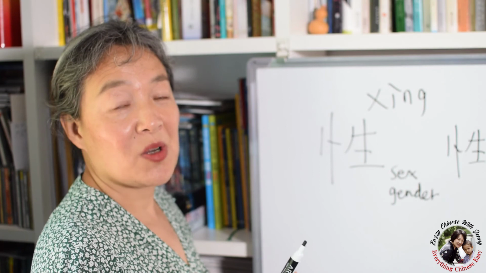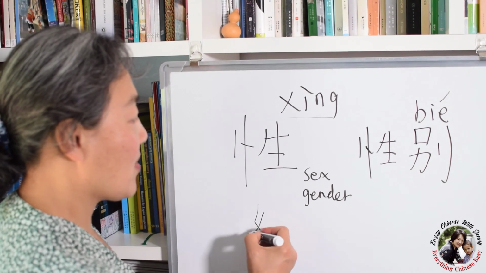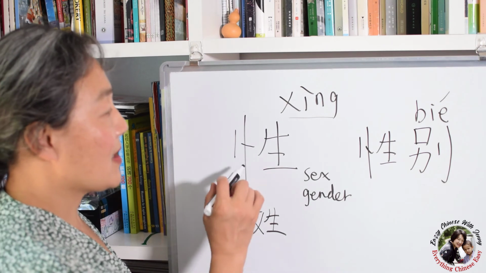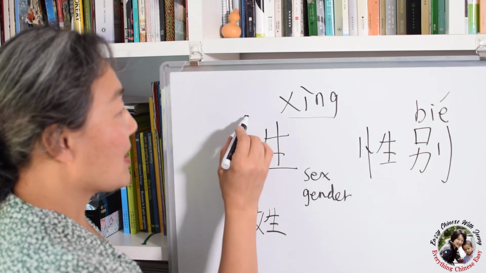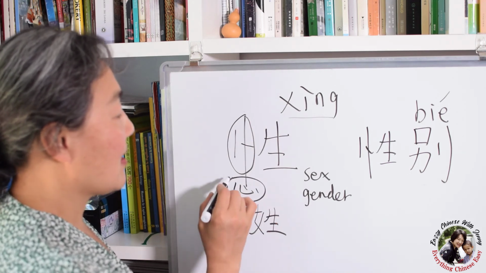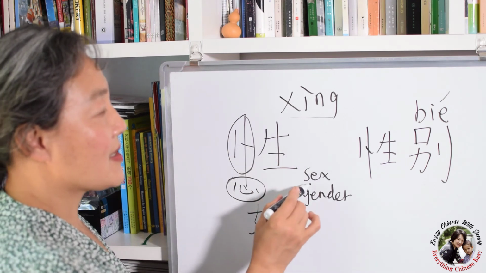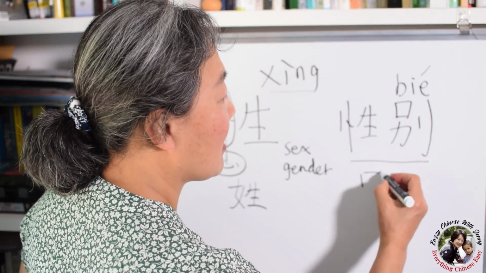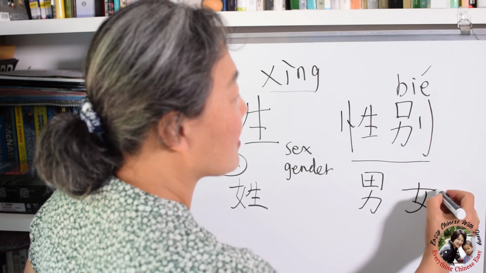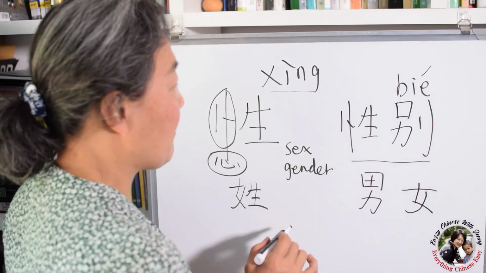Next question, always like, what's your gender? 性, same pronunciation as your last name, xìng. But the radical on this side, remember, comes from this heart, plus birth. This one means sex or gender, either male or female. 性别 means difference, gender difference.